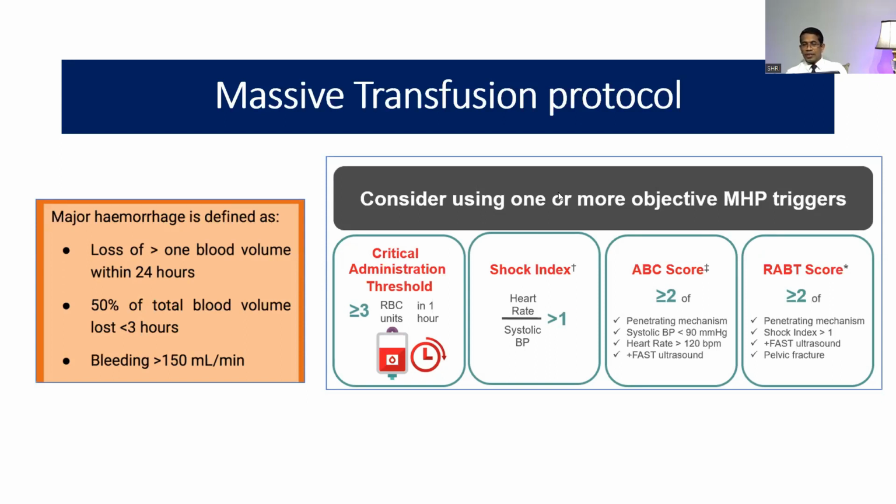Okay. So far, we have discussed hemorrhage control. How do you do the hemorrhage control? First thing is you need to fill the tank. How do you fill the tank? By time you can infuse crystalloid, and then you need to give blood, either normal or massive transfusion. Massive transfusion protocol, how do you activate? Either ABC score or RABT score.